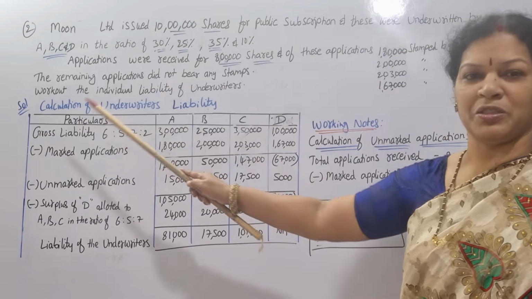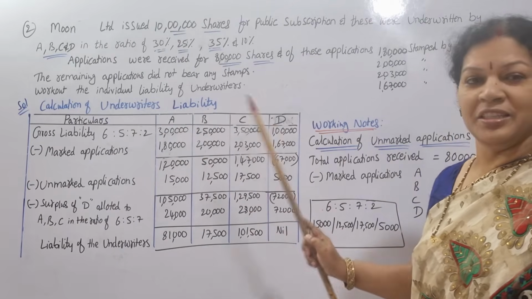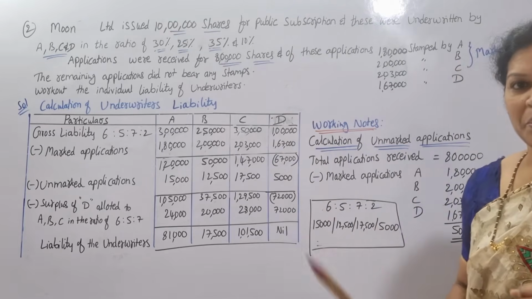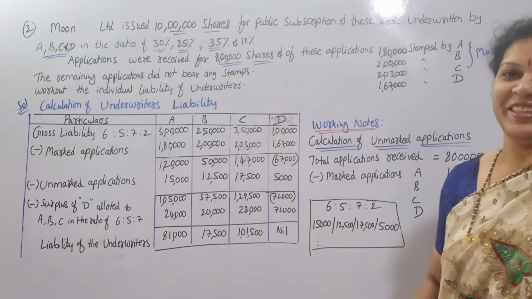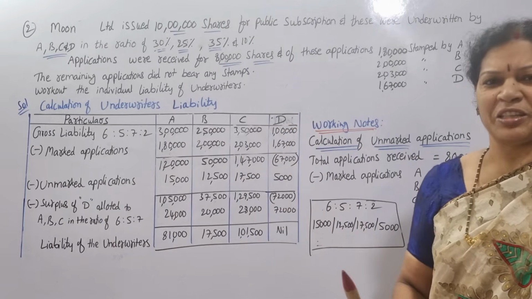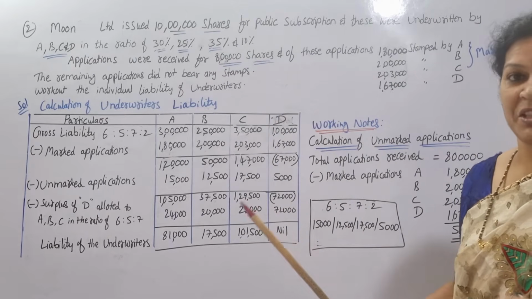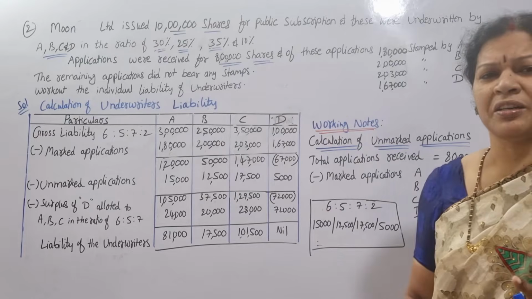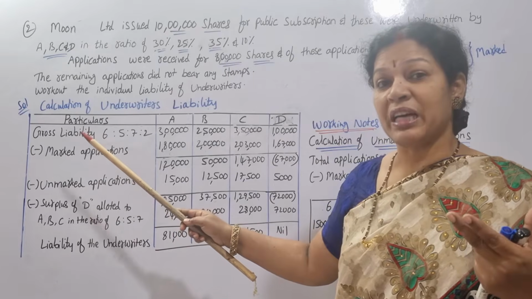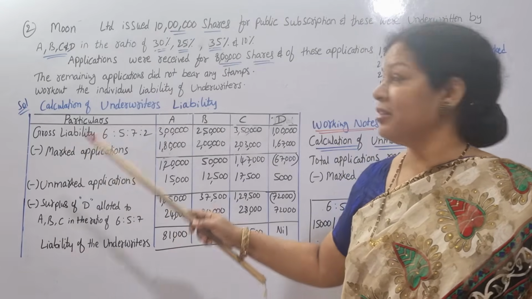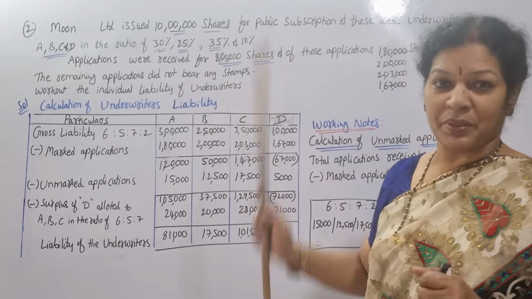You know the format always: particulars and the underwriters, with different columns A, B, C, D. There is one more column you need to prepare, total, just like the previous problem. First, what you have to take is gross liability. Gross liability means how much they have committed. Total 10 lakh, and A, B, C, D committed 30%, 25%, 35%, 10%.